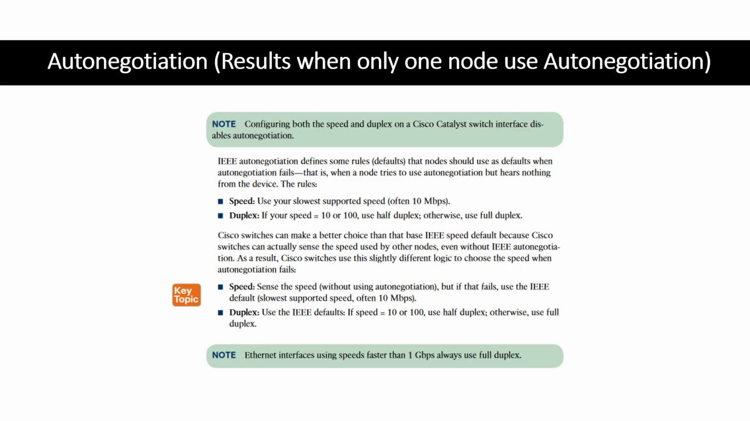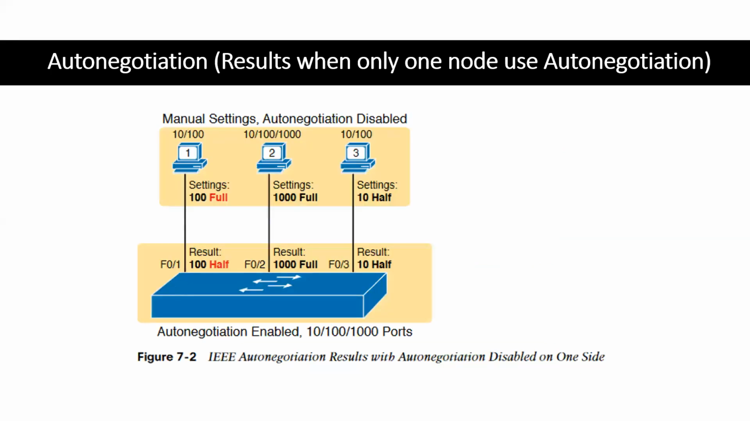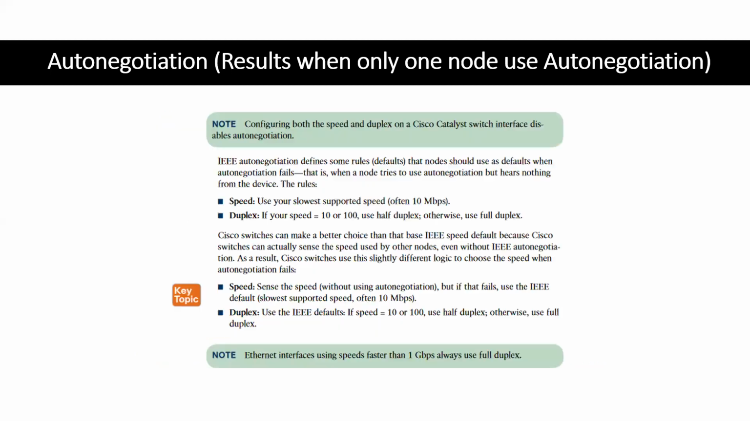Going on next, one thing we have to remember is that all of this is a standard. This isn't just make believe. The IEEE is the body that creates standards for how things work and operate within technology. The IEEE auto negotiation defines some rules, defaults that nodes should use when auto negotiation fails. That is, when a node tries to use auto negotiation, but hears nothing from the device. So what are those rules? This is referencing PC1, so remember what we talked about, PC1 connected to the switch.